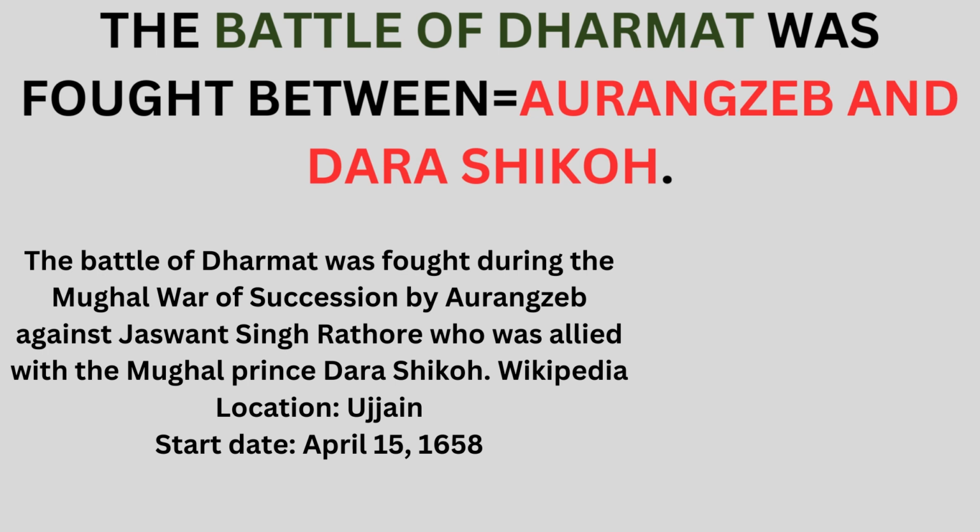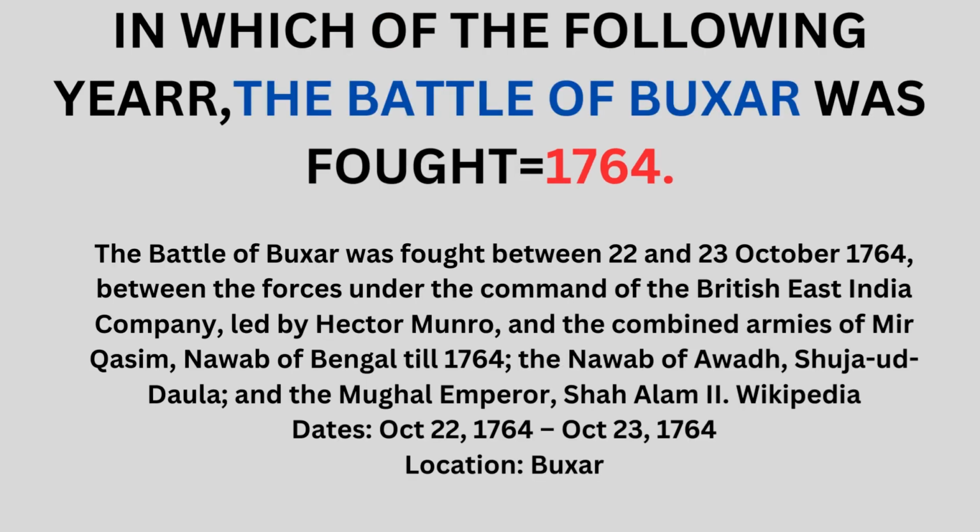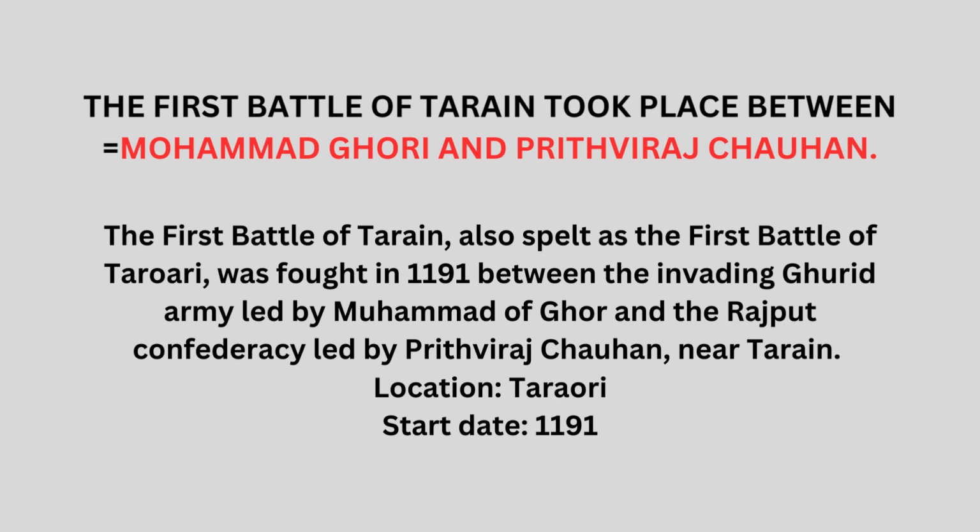And the Battle of Dharmat was fought between Aurangzeb and Dara Shikoh, and the start date was 15 April 1658. And in which of the following years was the Battle of Buxar fought? So it was fought in 1764. Next one is the First Battle of Terrain took place between Muhammad Ghori and Prithvi Raj Chauhan, and the starting date is 1191.